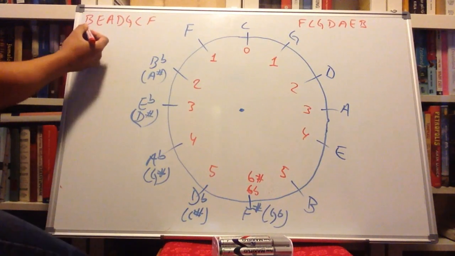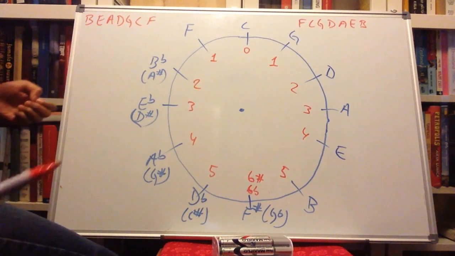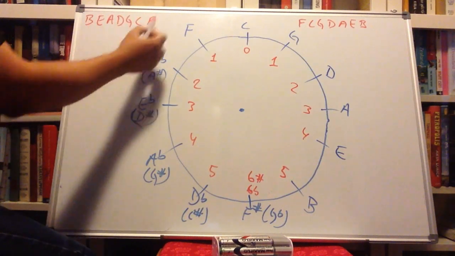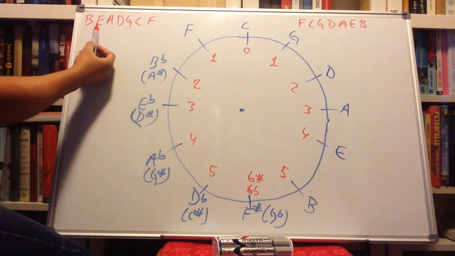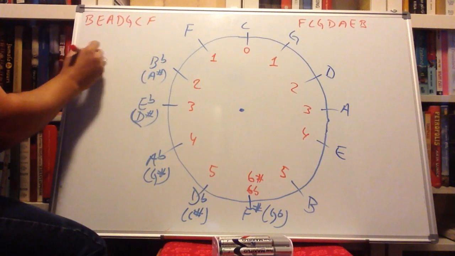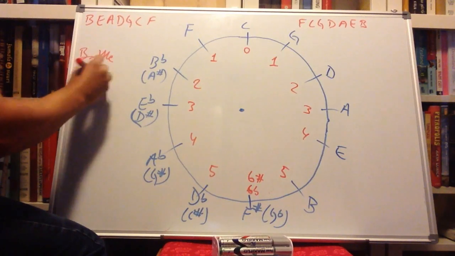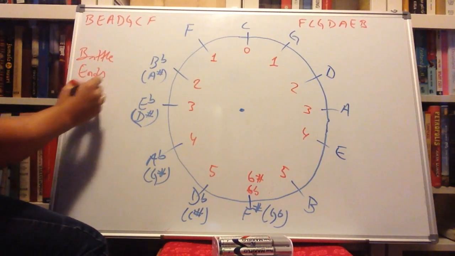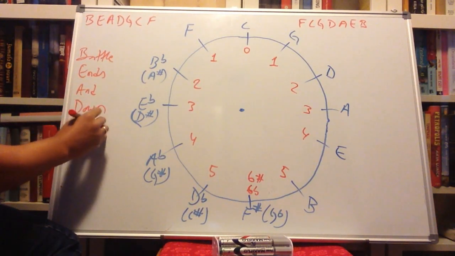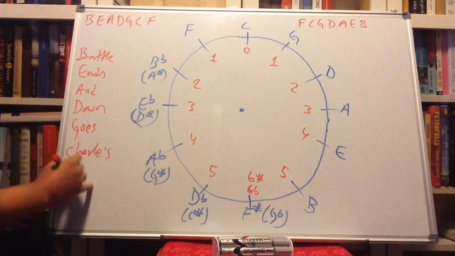There is a sentence actually to remember. Why we are doing this, I'll tell you later. But anyway, to remember the alphabets, there is a sentence which is: Battle Ends And Down Goes Charles' Father. So it goes like this. B for Battle, Ends, And, Down, Goes, Charles', Father, right?